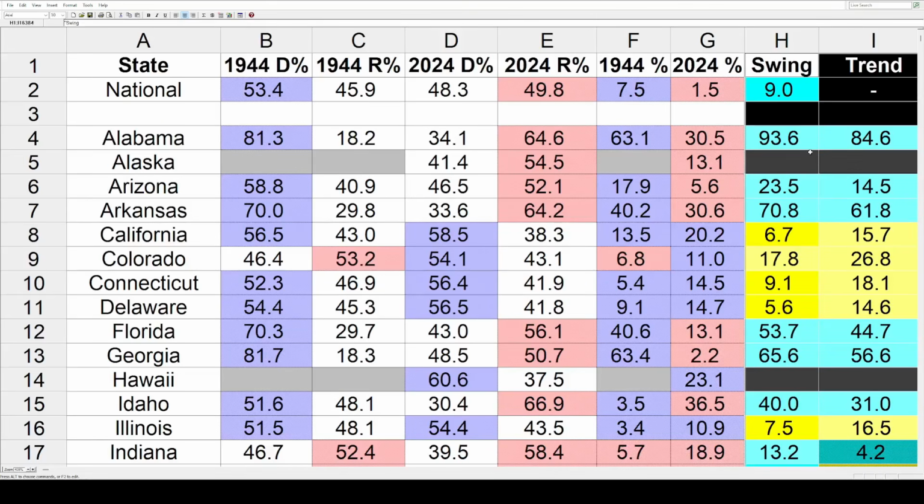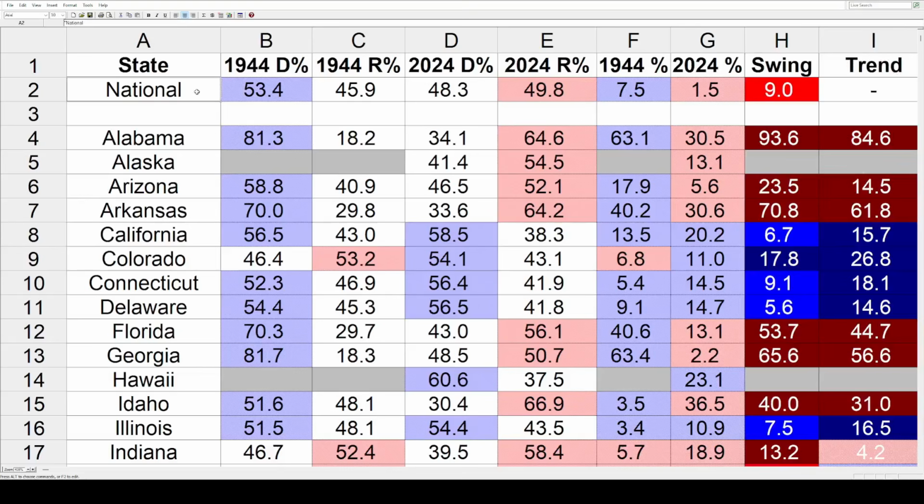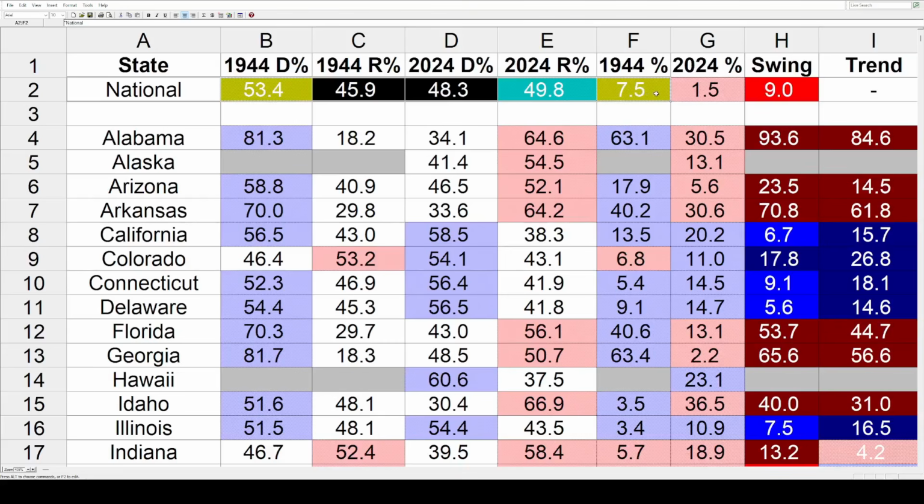So to get our baseline, we first got to get our national popular vote. So again at 44, FDR got 53.4, Dewey got 45.9, in 24, Harris got 48.3, Trump won it with 49.8. The margin for Roosevelt at 44 was 7.5. The margin for Trump at 24 was 1.5. That's 7.5 away from the Dems, another 1.5 toward the Republicans. You combine those, you get a net national popular vote swing of 9%. So anything that swung more than 9% toward Trump is going to have a red trend. Anything less than that or in the other direction is going to have a blue trend.